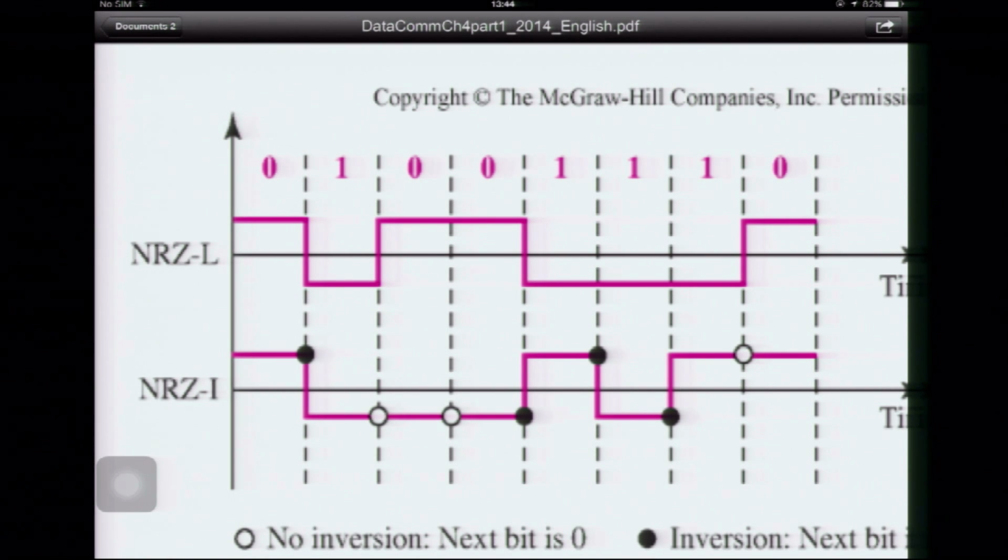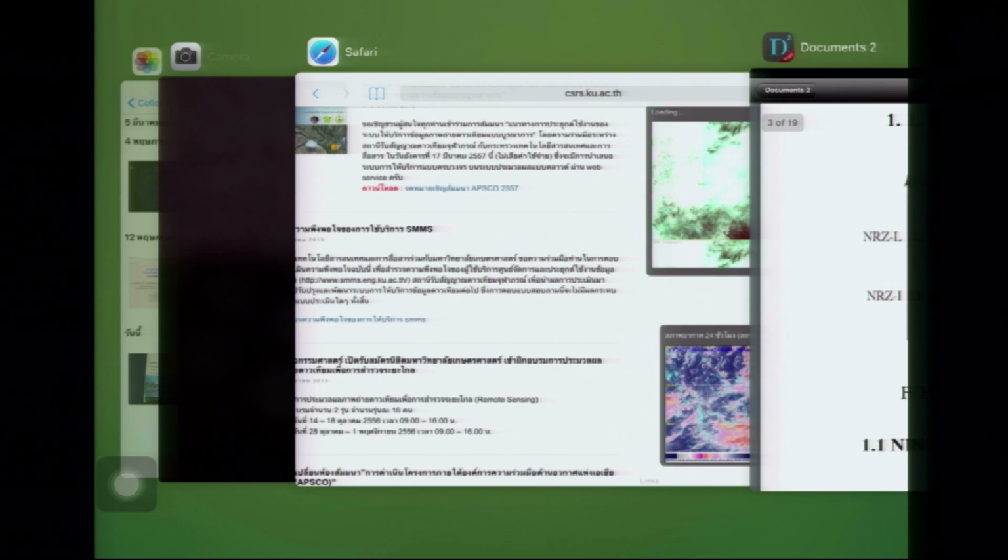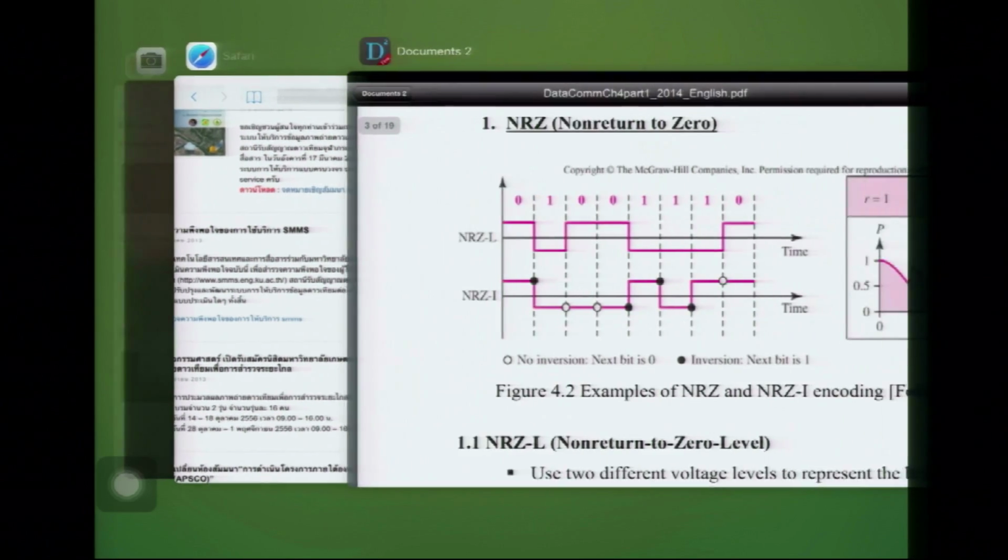Then the next bit is 1, so it has a transition from low to high. The next bit is 1, so it has a transition from high to low. Previously it was from low to high, and this one is from high to low. And 1 again, so it's low to high. And then 0, so it keeps the same level. So you can see that the change tells you that this is bit 0 or 1.